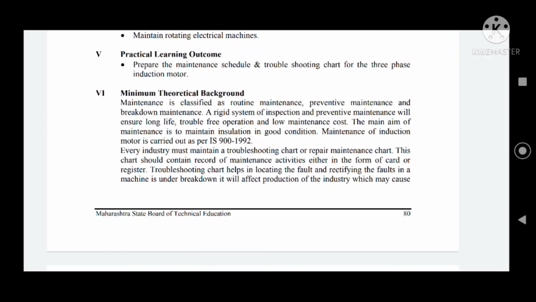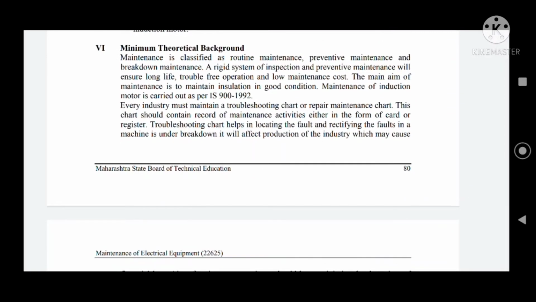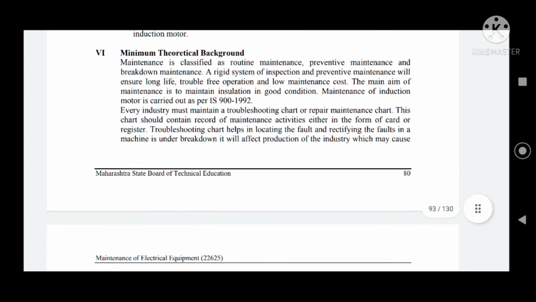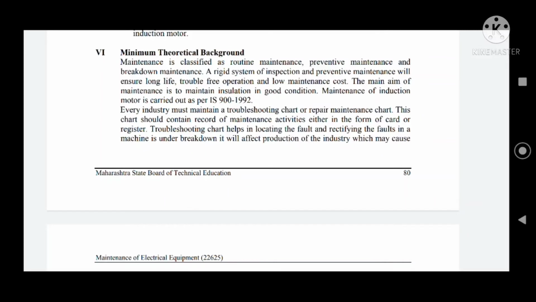The main aim of maintenance is to maintain insulation in good condition. Maintenance of induction motor is carried out as per IS 900-1992. Every industry must maintain a troubleshooting chart or repair maintenance chart. This chart should contain record of maintenance activities either in the form of card or register. Troubleshooting chart helps in locating the fault and rectifying the faults in a machine under breakdown.